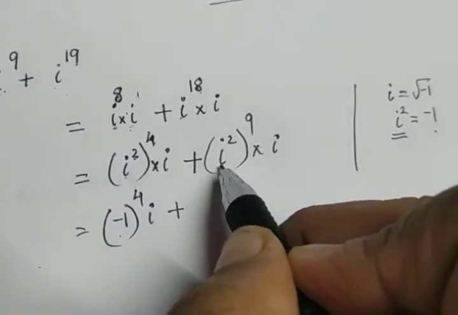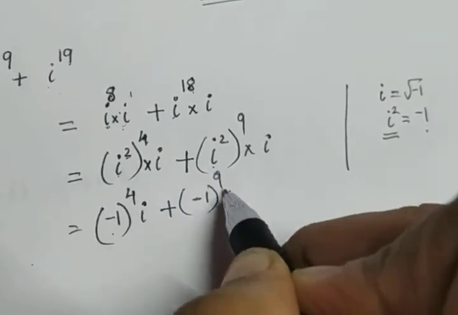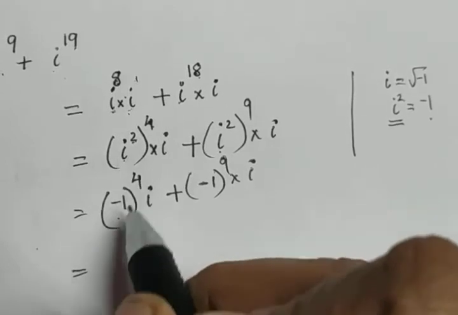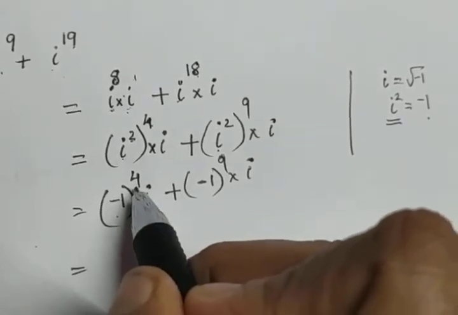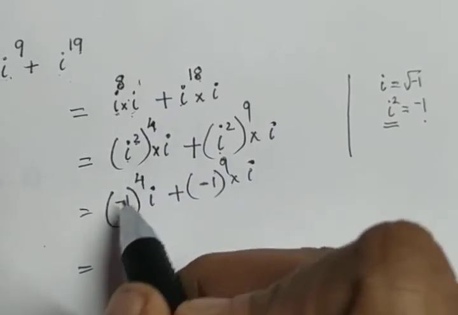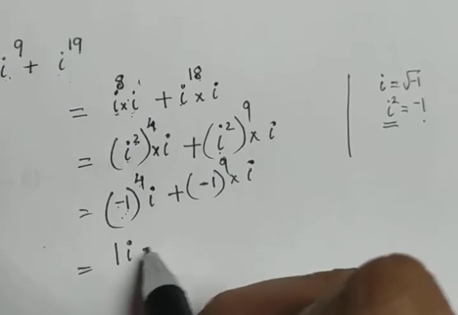Plus, here also I can see an i square, so minus 1 raised to 9 into i. Okay, negative 1 raised to an even number will give you positive. A negative number raised to an even number will give you positive. So minus 1 raised to 4 will give you 1. 1 into i will be the first term.